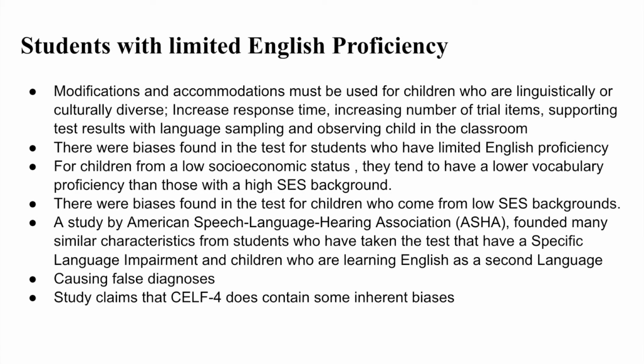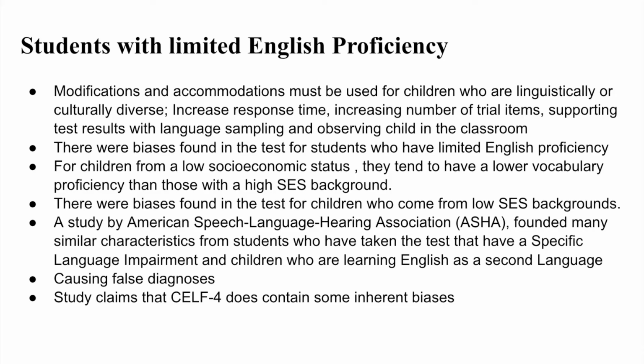For students with limited English proficiency, modifications and accommodations must be used for children who are linguistically or culturally diverse. This includes an increase in response time, increasing the number of trial items, supporting test results with language sampling, and observing the child in the classroom. There were biases found in this test for students who have limited English proficiency.